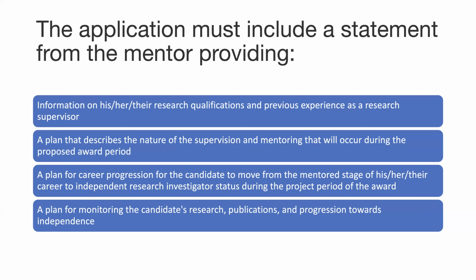And then finally, a plan for monitoring the candidate's research, publications, and progression towards independence. So, typically this is provided in terms of milestones. So every 6 months, we will review the research milestones that have been achieved by the candidate, which will include the publication record, progression on the research project, and then of course, eventually progression towards independence, which will be submitting the R01 and how the training and the career development and the research project are helping you get there.